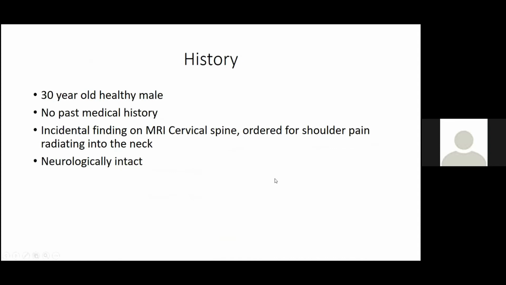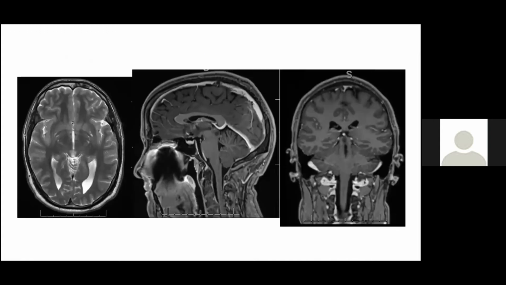Okay, awesome. So this is a 30-year-old healthy male, no past medical history. He had an MRI of his C-spine because he was having some shoulder pain radiating into his neck, and he's neurologically intact. He had this finding on his MRI, or he then got an MRI brain, obviously. Do you see anything? It's subtle, but do you see anything abnormal?